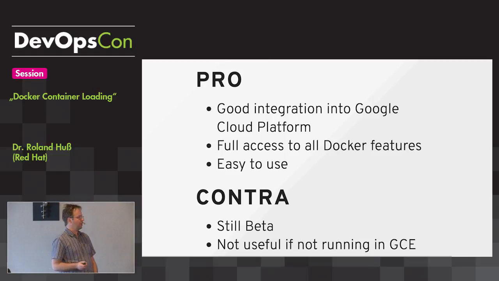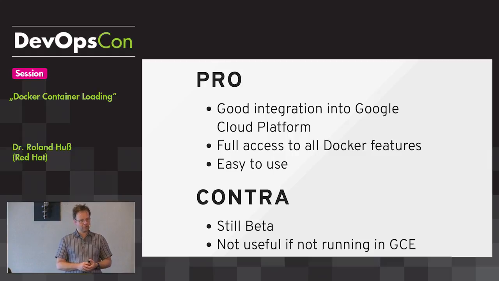Okay, then what's good is, of course, that there is a super perfect integration in the Google Cloud Platform, so everything is set up with your security settings. You can refer to Google Cloud Storage for getting things and so on. So everything is perfectly integrated. You still have full access to all Docker features, which is not so evident from the beginning, because normally if you have a cloud service like that, it's a little bit restricted with respect to Docker.